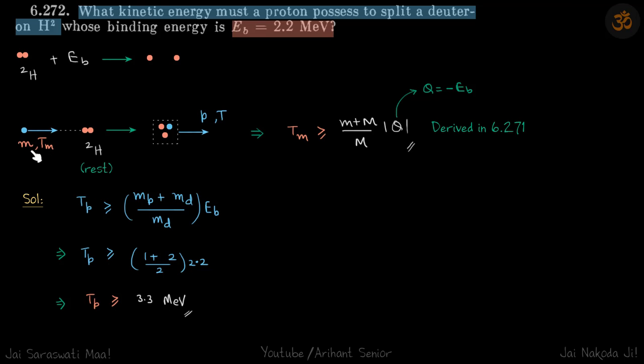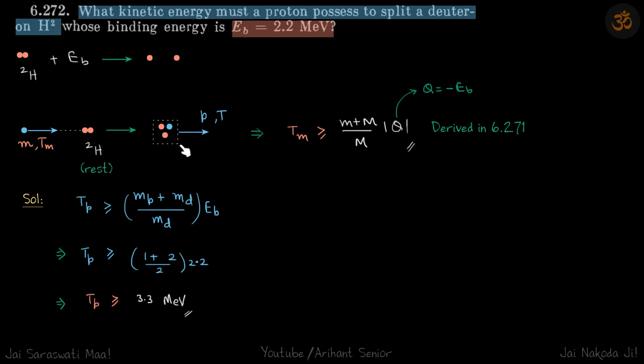So it is provided in the form of kinetic energy of this proton, which is what is causing the split in the deuteron. So the proton is striking this stationary deuteron, and in order to possess the minimum kinetic energy to split, it will be a perfectly inelastic collision and then everything will be moving together.